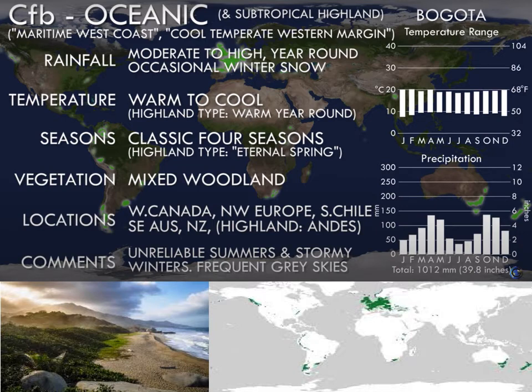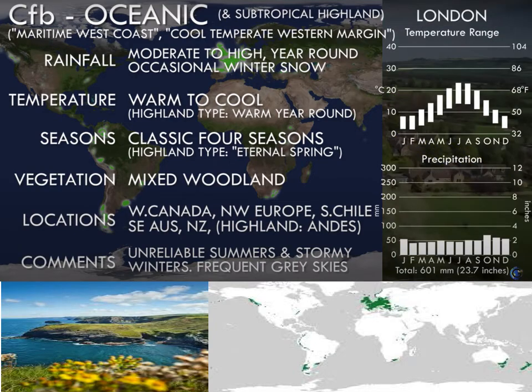So as you can see here in Bogota, the rainfall has two peaks, and the temperature is almost constant throughout the year, and typically four seasons are there, and the vegetation is mixed woodland. And exactly the same thing you'll find at the bottom. You can see the pictures of that. The same thing you'll find in the next figure.